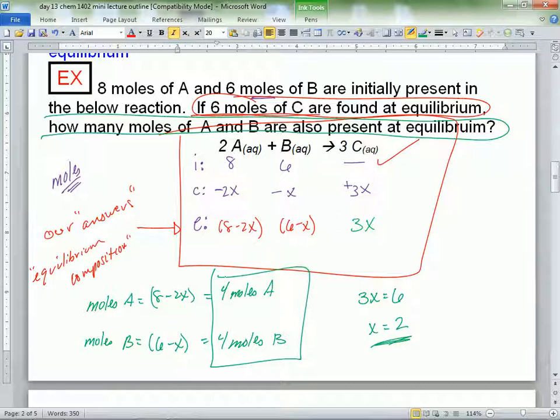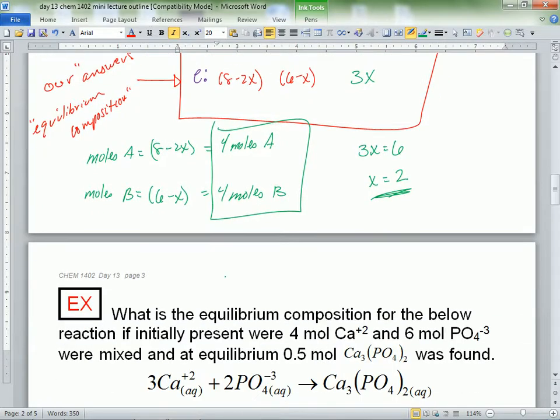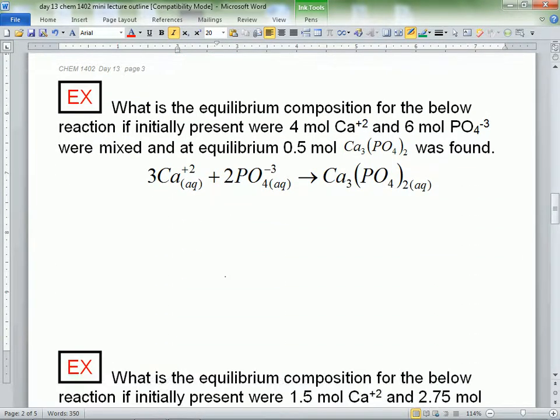So finish the ICE table before you move on. Okay. So there we go.